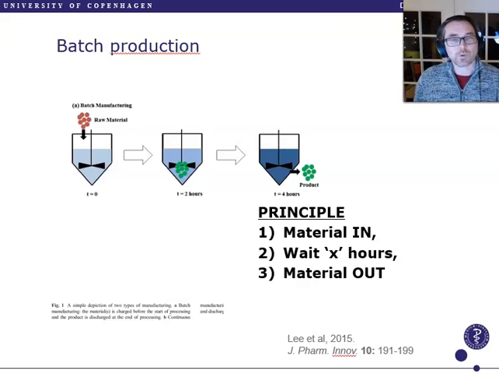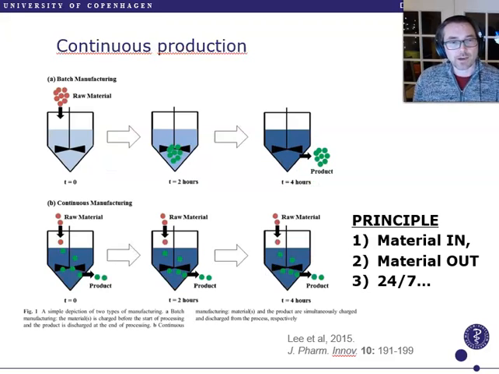If we contrast this with continuous manufacturing, the basic principle of continuous processing is that we keep on continuously feeding the raw material to the process, and at the same time we are isolating the product. This process is in equilibrium, so we are feeding at the same rate as we are isolating the product. And this processing keeps on going 24/7 without any breaks. This is the paradigm shift in the manufacturing of pharmaceutical products.